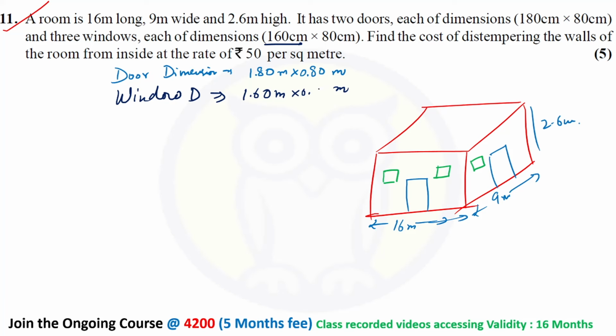Question: find the cost of distempering the walls of the room from the inside at the rate of rupees 50 per square meter. Distempering is done only on the walls, not the ceiling or floor. Distemper means the four-wall formula, which is 2 into h into (l plus b).